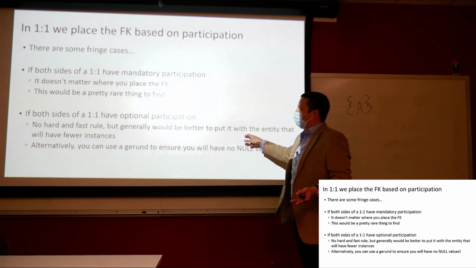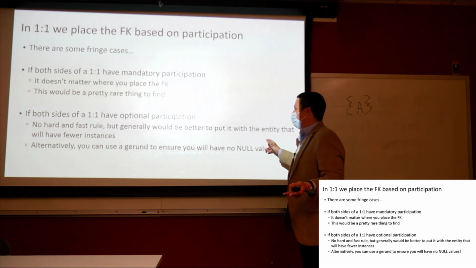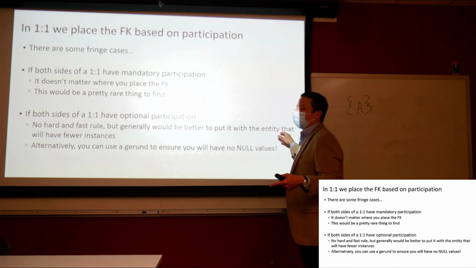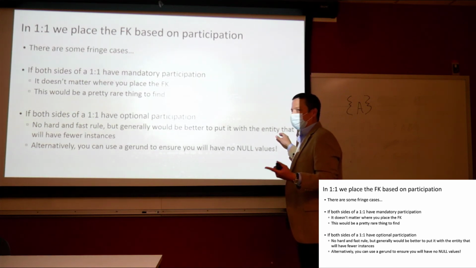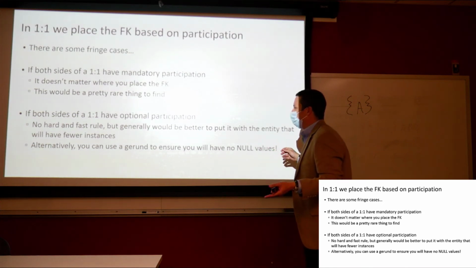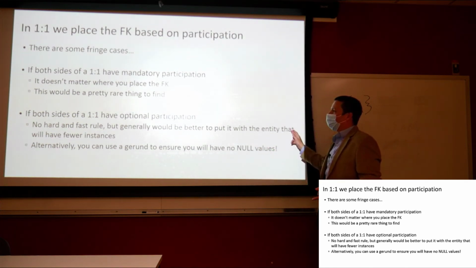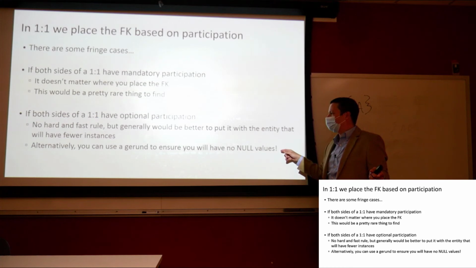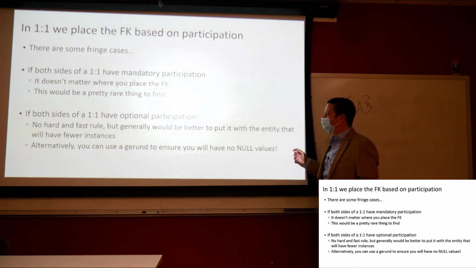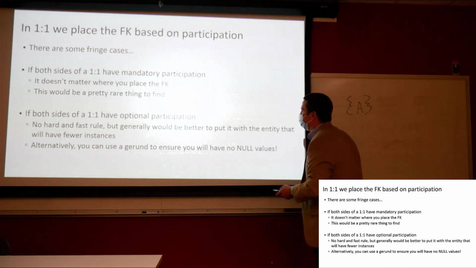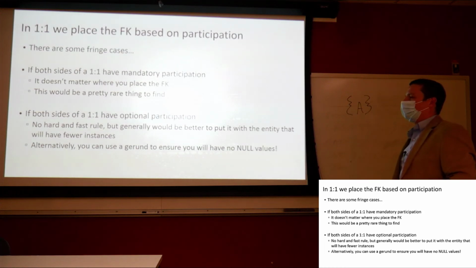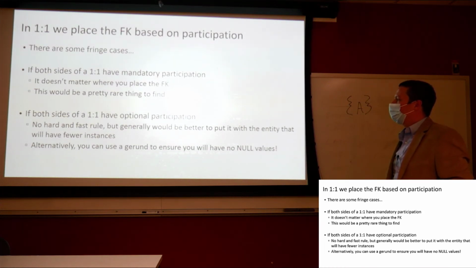Or you could have the other extreme, a one-to-one relationship where both sides have optional participation. And there's not going to be a hard and fast rule here either, except that you're probably going to be better off putting the foreign key in the entity that has fewer instances, because you're just going to naturally wind up with fewer null values that way. Now, one way to solve the problem of having any null values would be to use a gerund to decompose that relationship, and then we would have no null values at all, because every relationship would just be a row in our gerund. We'll have some examples in coming classes that make that a little more clear if it's not.